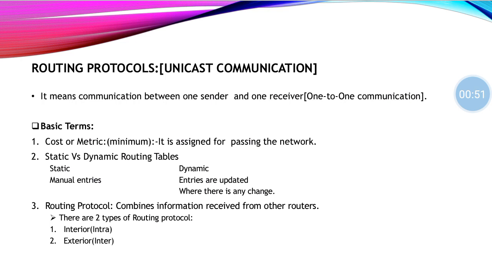Now there are some terms as far as unicast communication is concerned. The first term is cost or metric, and that has to be minimum. It is assigned for passing the network. For example, if the sender is A and the destination is B, and the cost to reach from A to B is 2 microseconds, so that is the cost, and it has to be minimum. If there is any other route that is minimum compared to the initial route, then the minimum route will be considered. That is how it works.